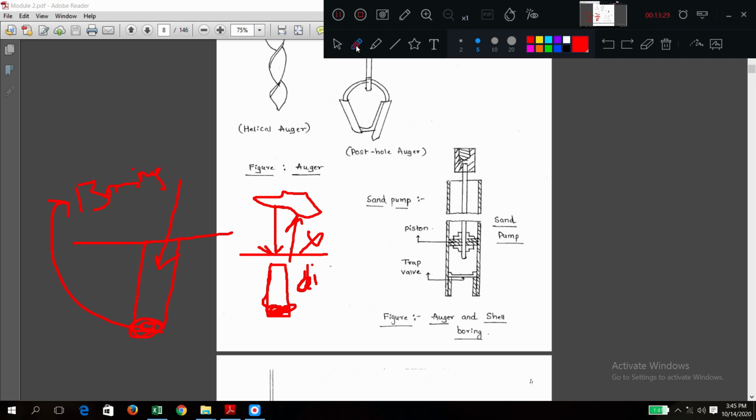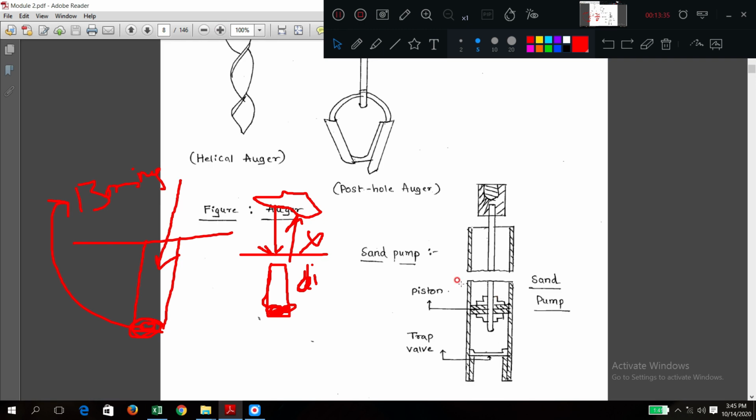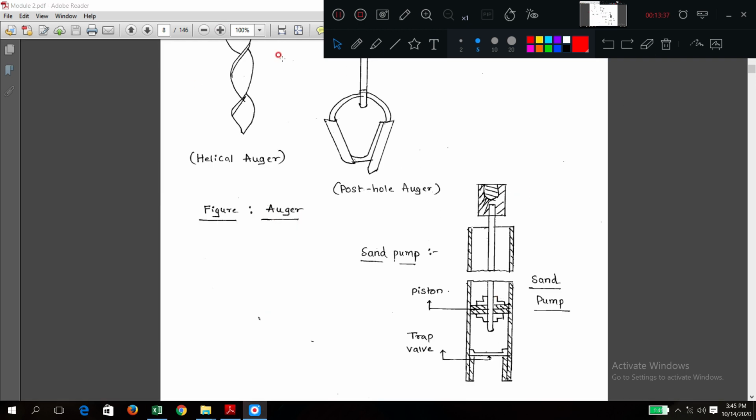Here, if you see this diagram, I will make it a bigger one. So for easy understanding, here you can see, I will leave this one. First is auger, that is okay. Only two types of instruments were there. Here you can see the auger and shell arrangement.